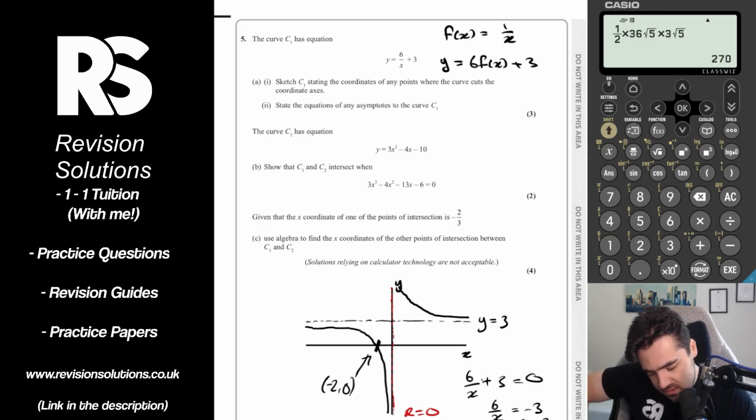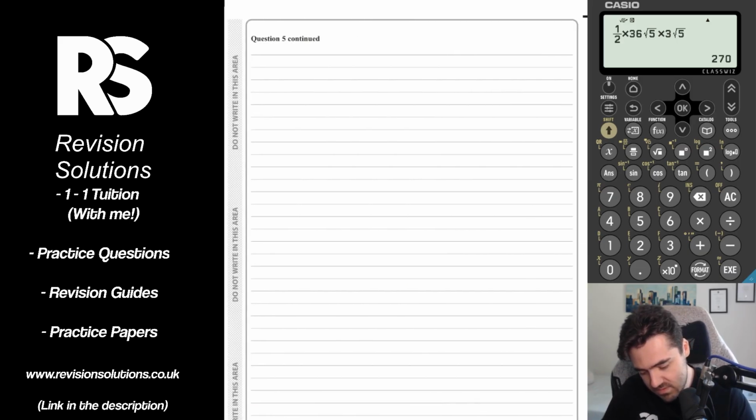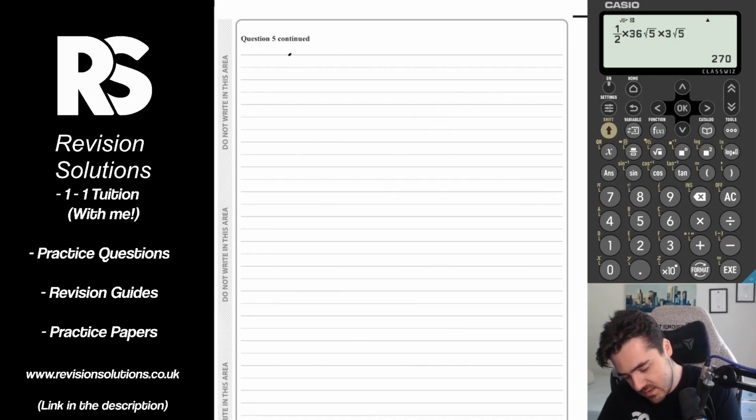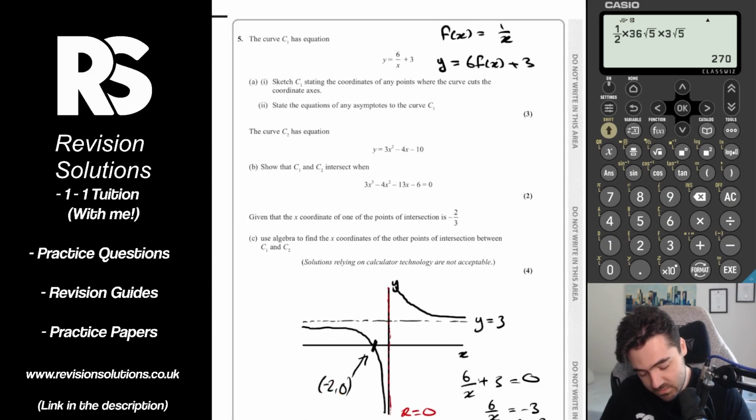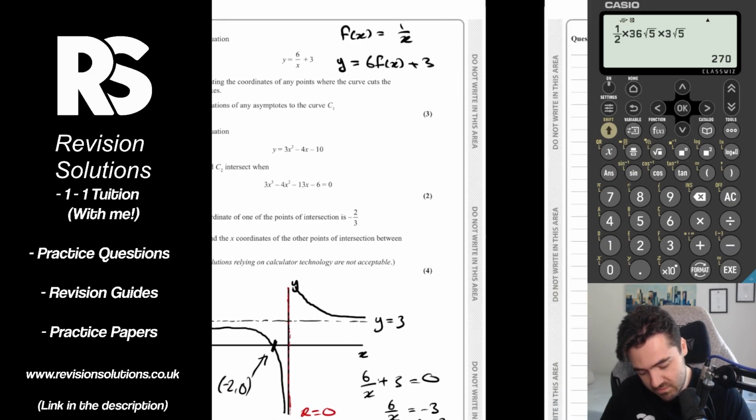Moving on, it says the curve C2 has equation y equals 3x squared minus 4x minus 10. Show that C1 and C2 intersect when this is true. To find where two lines intersect, we're just solving simultaneous equations. The x and y coordinates must be the same. So we can substitute out the y's. We had 6 over x plus 3 for the y coordinate of our first one, and that must be the same as the y coordinate for the second one, which is 3x squared minus 4x minus 10.